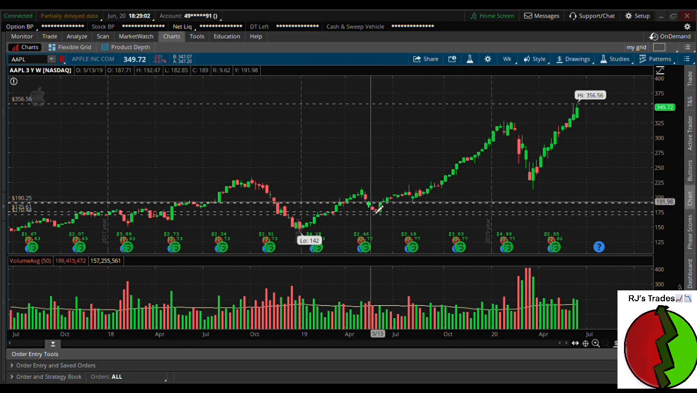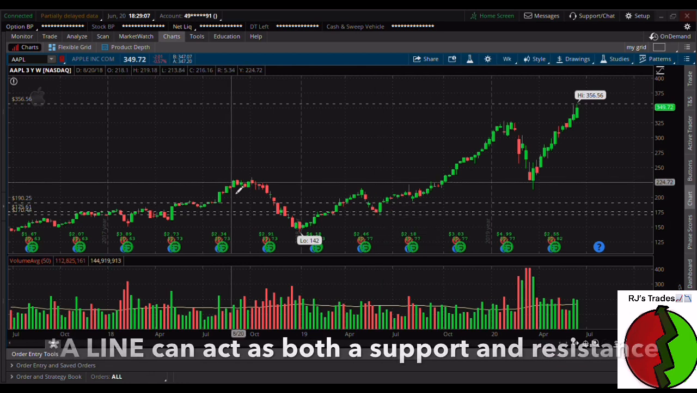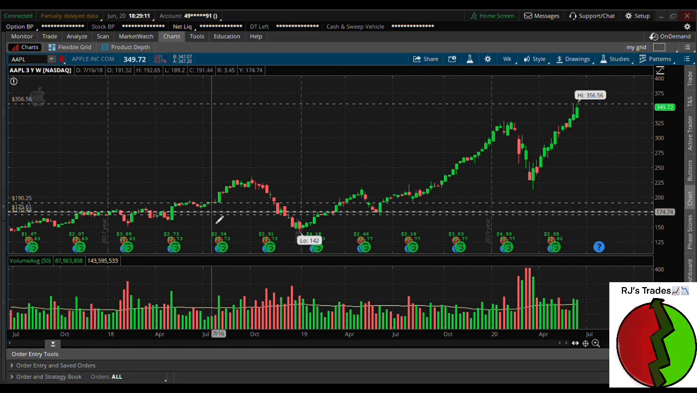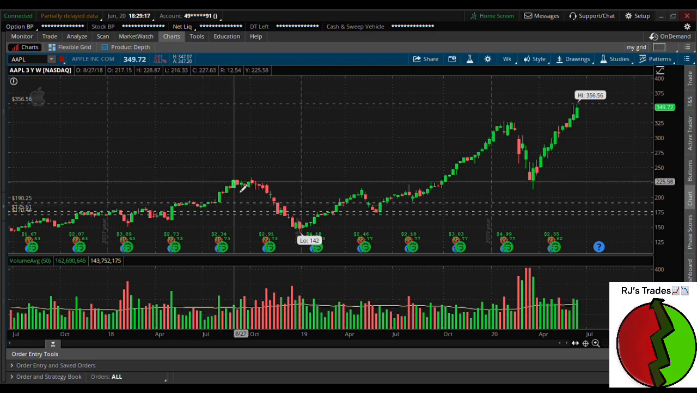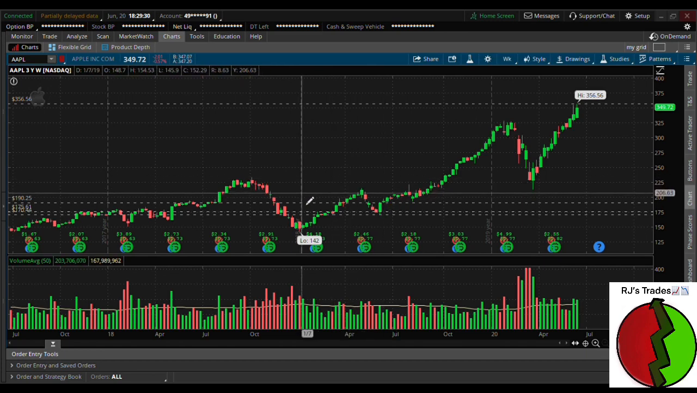Something else I need to mention is a stock can act as both a support and a resistance. A good example of that is my line here at 190.25. You can see right here, it was a resistance. It couldn't get above it at this point. But as it got above it, over here, it's acting as a support right here, right here, right here, right here. So your lines can act as a support and a resistance.